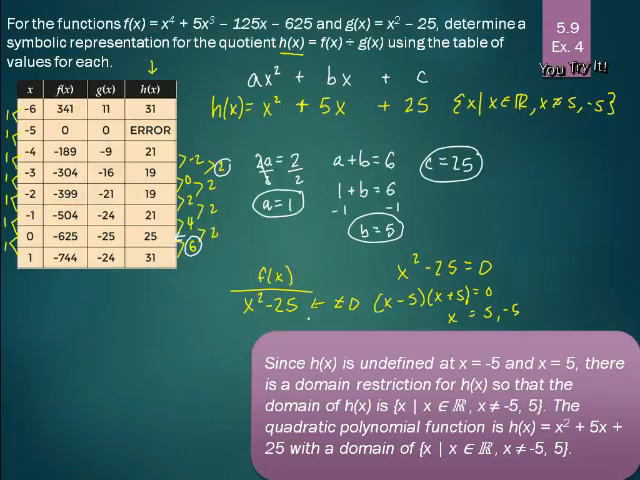The quadratic polynomial function is h of x equals x squared plus 5x plus 25 with a domain of the set of x's such that x is in the real number set and x is not equal to negative 5 and 5.